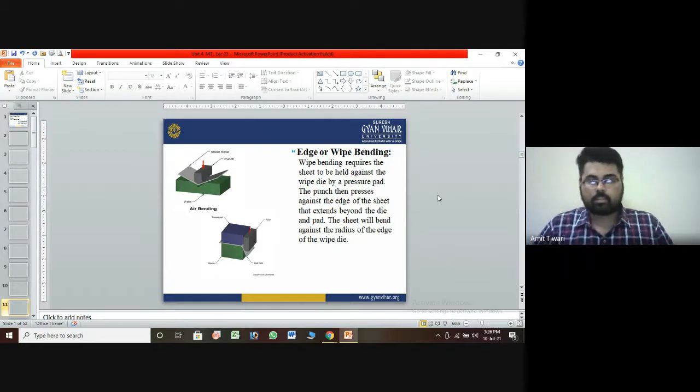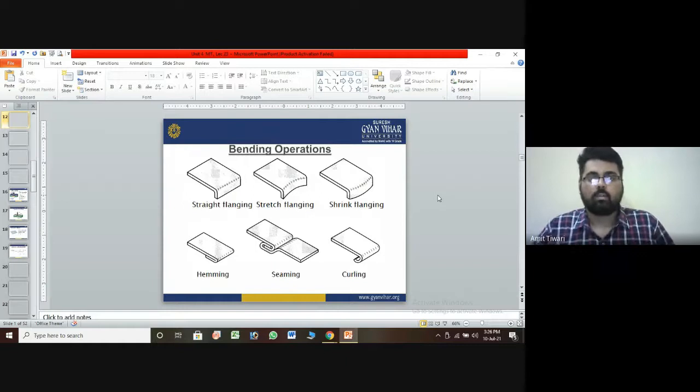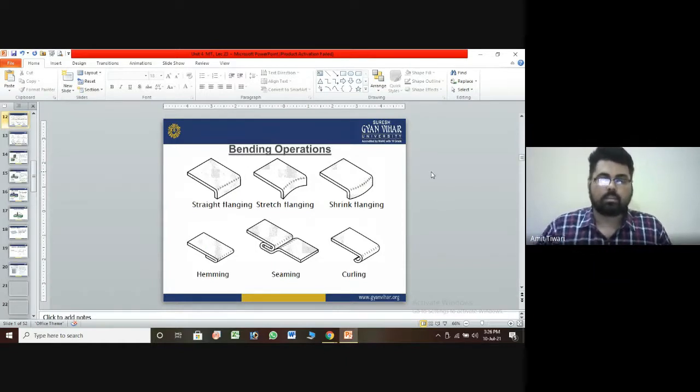So I hope you understand what is happening on this type of machine. Bend operations like this are the bending operations. If you want to bend, you must keep in mind that all the bending operations are fabricated by sheet bending. The others are straight flanging like this one, stretch flanging, which has some curve internally, shrink flanging, and hemming, seaming, and curling.